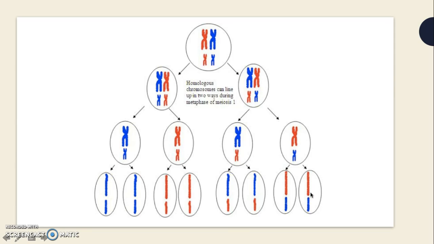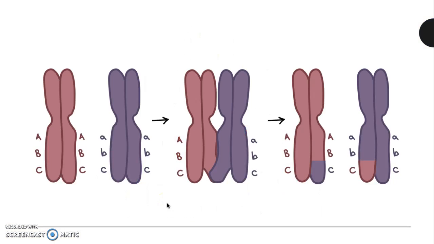Now for us, we have 2 homologs of each pair, but we have 23 pairs. So the possible results are 2 to the 23rd power, which is over 8 million different combinations in the gametes. So every individual potentially produces way over 8 million, about 8 million 300,000, different gametes. That creates a lot of possible variation in our offspring.